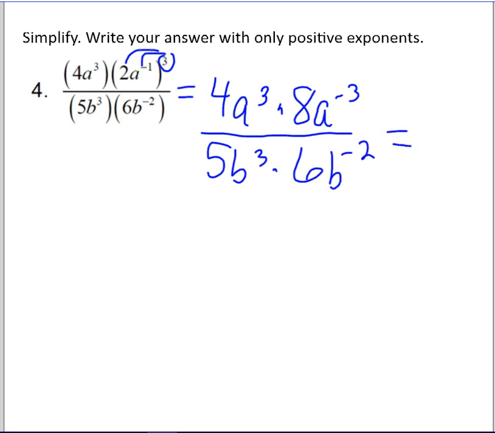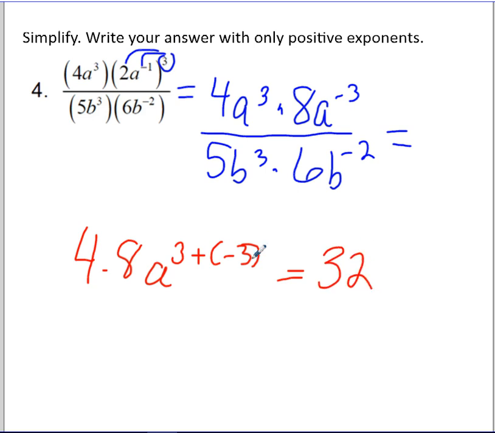Okay, let's look at this as two separate problems. Let's look at our top first. So we'll have our 4 times our 8 will go together. And then our a's will add exponents. We have 3, and we're adding negative 3. And so we get 8 times 4 is 32. And then 3 plus negative 3 is 0, so we have 0 a's left, or anything to the 0 power is 1, and 32 times 1 would be 32. So that's what our top simplifies down to, is 32.